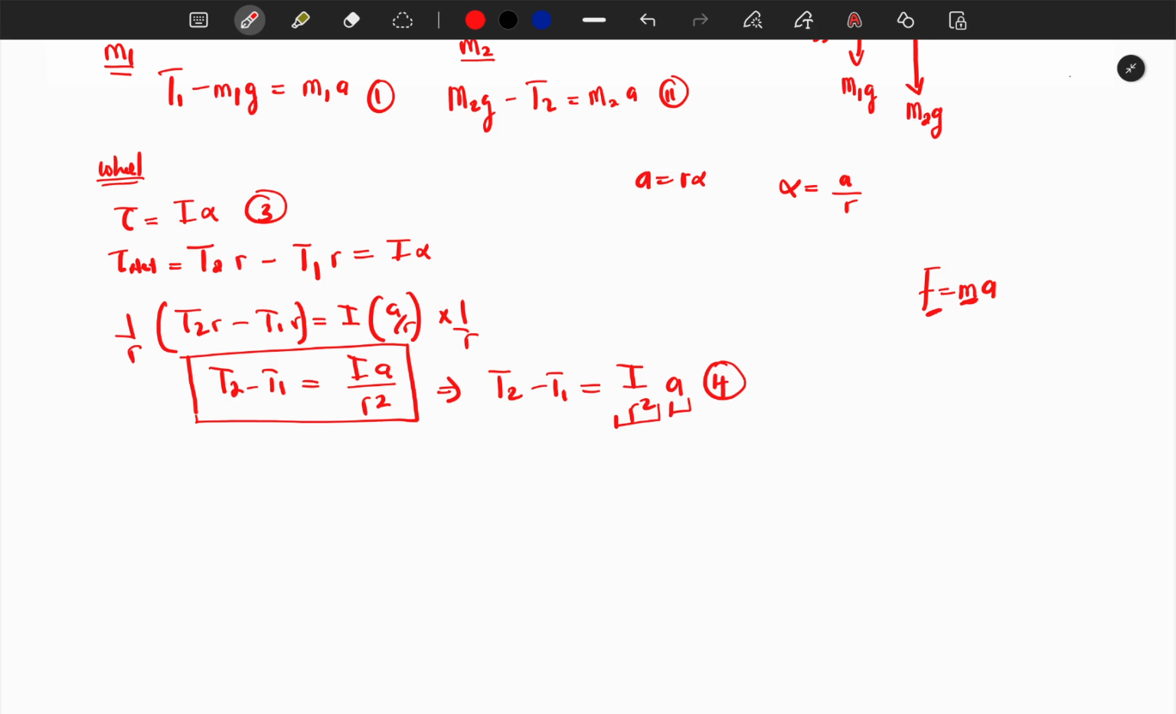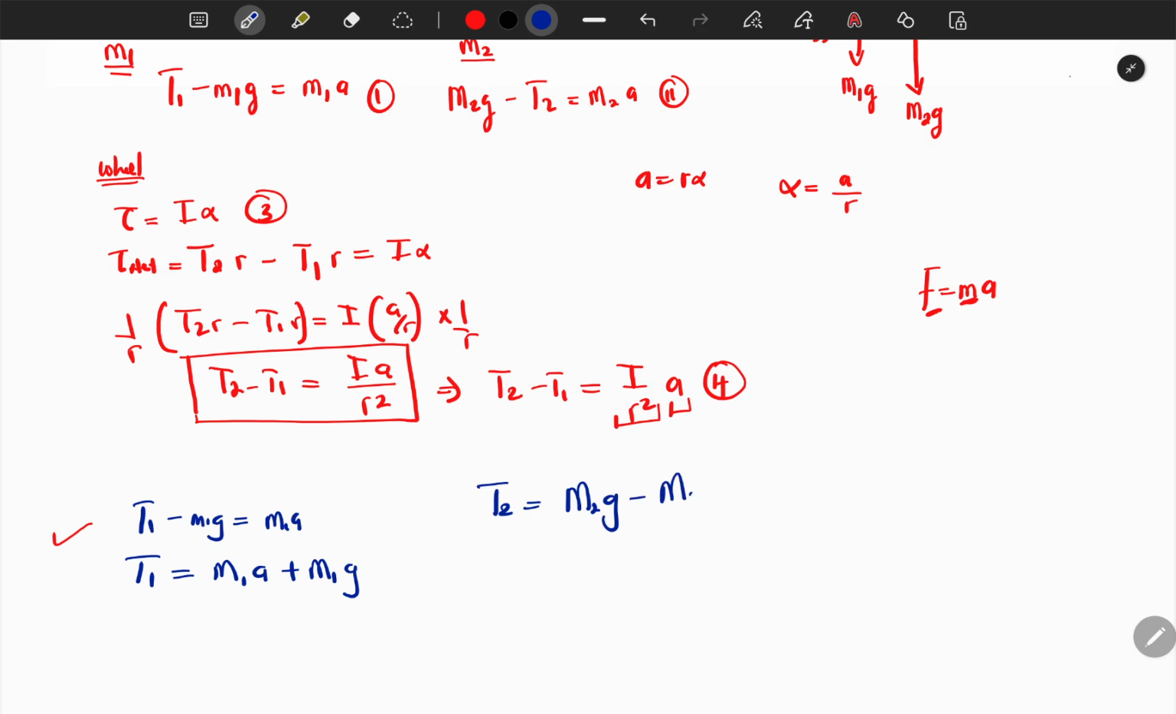You need it. From equation 1, we know that T1 minus M1G is equal to M1A. If I make T1 the subject of the formula, I get M1A plus M1G. From equation number 2, if I swap them, I have T2 is equal to M2G minus M2A.